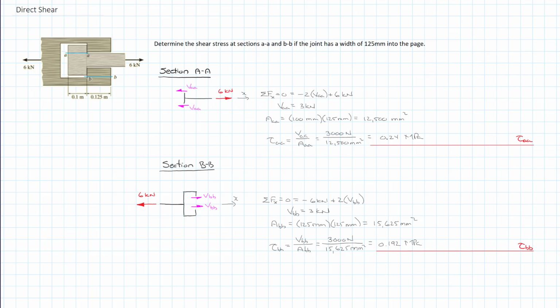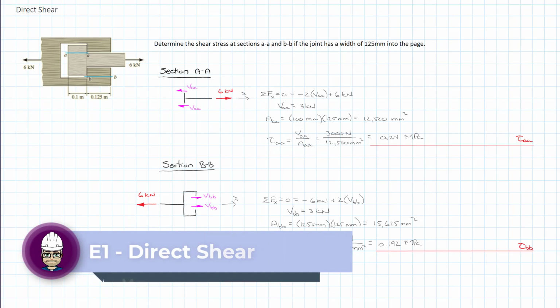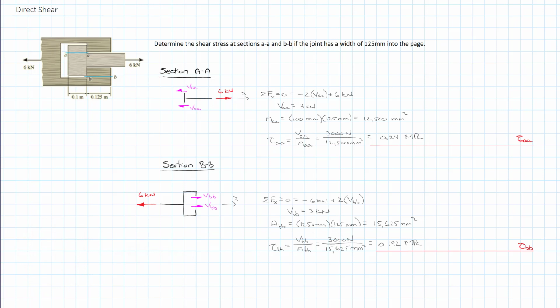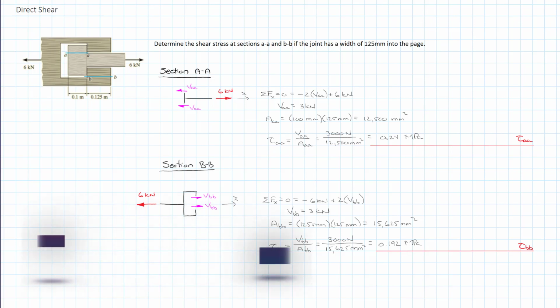That's the problem. So direct shear is usually fairly straightforward. The key is to draw your free body diagram and to make sure that you can see all of the planes resisting the direct shear, so you get the right magnitude for your shear force in the section. And so those diagrams become really important. So hopefully that was helpful to you, and we'll see you at the next problem.